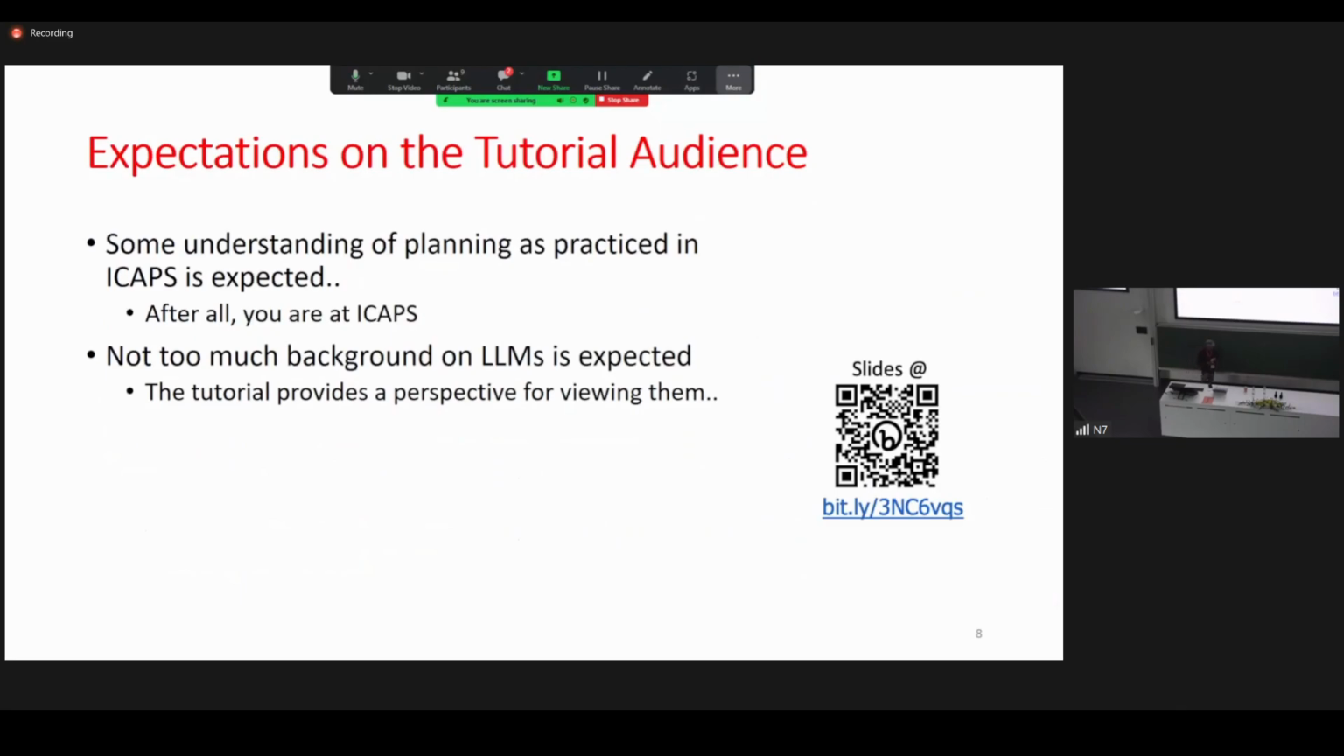So the expectations on the tutorial audience: because I'm at ICAPS, it would be insulting to ICAPS to think that there are people who don't understand anything about blocks-world planning, at least. So I'll assume that some understanding of planning as practiced in ICAPS is expected from you. That way you kind of know. It's not like I'm asking you, do you know the papers in these proceedings?